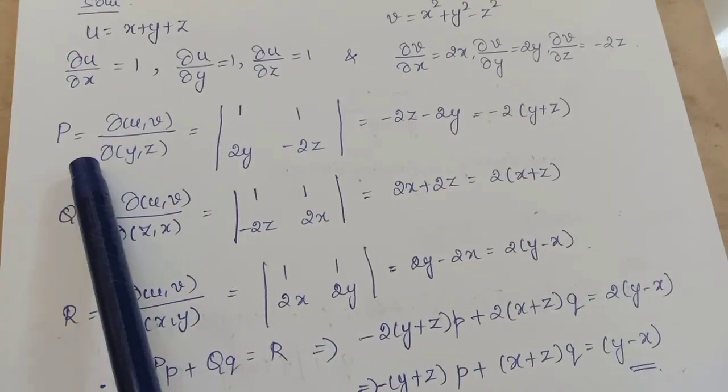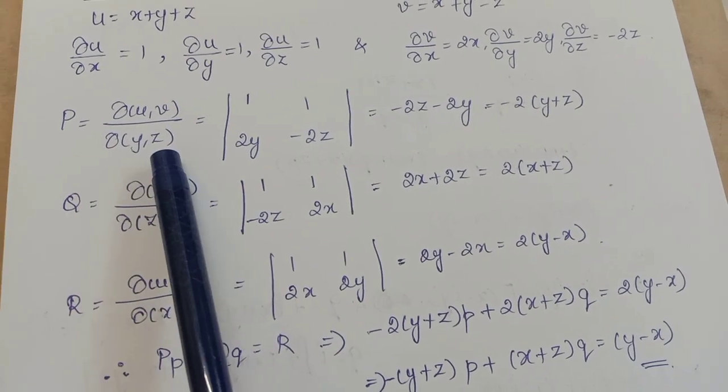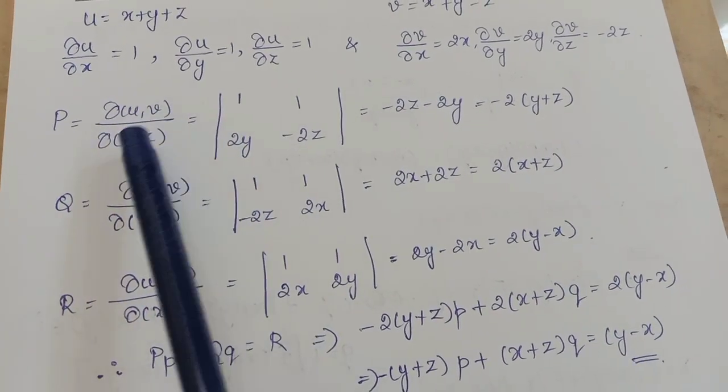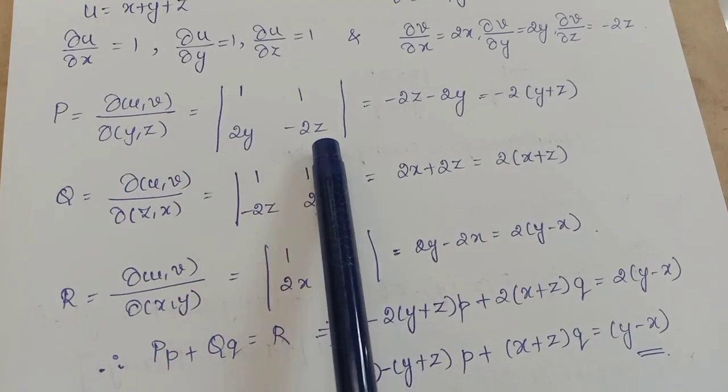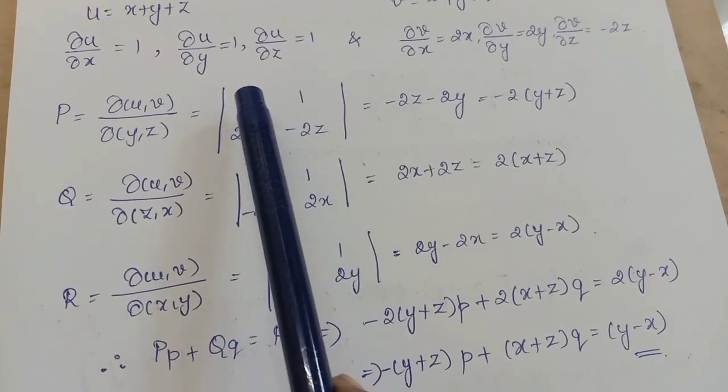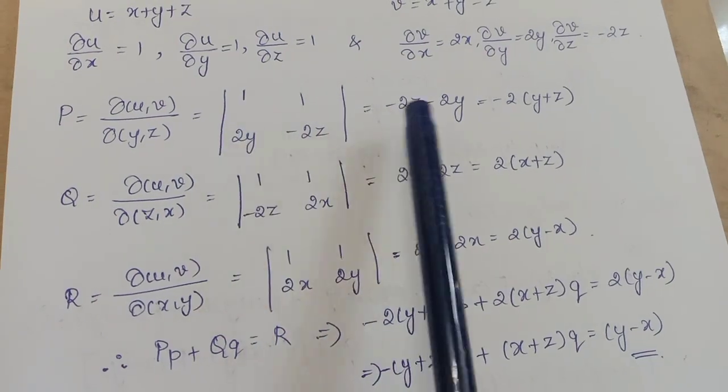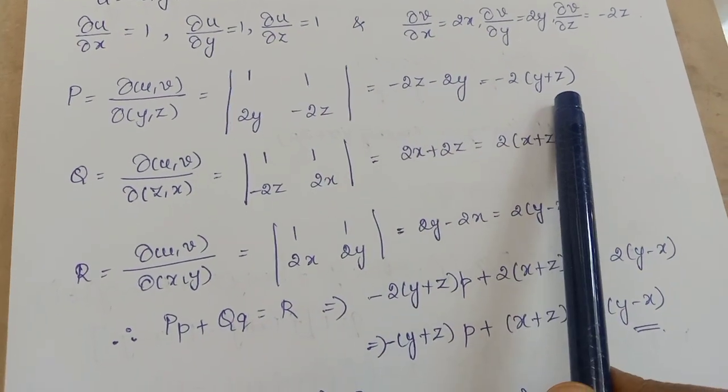Okay, now what is P? Jacobian of uv with respect to yz. So first row will be dou u by dou y, dou u by dou z. Second row will be dou v by dou y, dou v by dou z. So it's equal to what? Minus 2z minus 2y equal to minus 2 into y plus z.